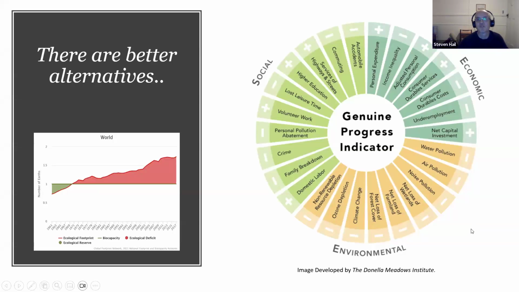Now, I did a talk about a simplified version of the GPI at a conference in Poland last year. And even my simplified version of the GPI was very difficult to put together. But what I noticed was that where you're looking at the economic variables here, putting real GDP per capita into an indicator instead of personal expenditure adjusted for issues to do with consumer durables and net capital investment doesn't make a big difference to the answer you get.